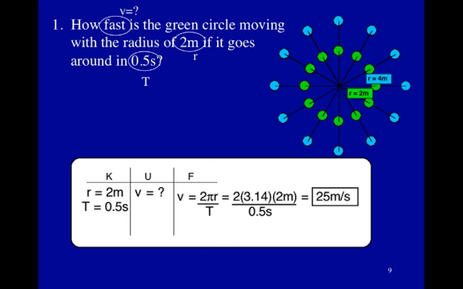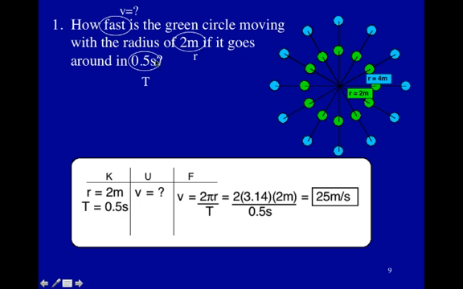So let's do a sample problem and see how we can exercise our speed for circular motion equation. And here's our word problem. How fast is the green circle moving with the radius of 2 meters if it goes around in 0.5 seconds? So our first process after reading the problem would be to circle and label our knowns. 2 meter radius. Now that's tricky because we've had meters as distance before, but in this unit it'll either tell us radius or it'll tell us distance from the center of a circle. So we have to know that that meters is a special distance, which is the radius.